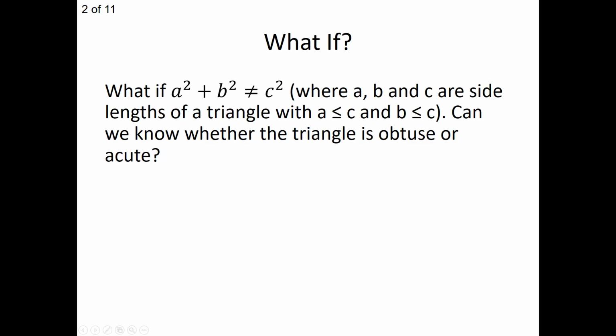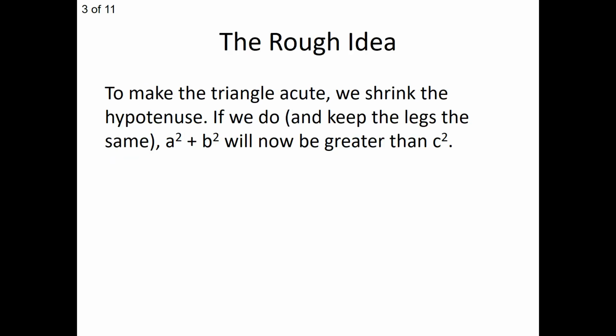So what if a squared plus b squared is not equal to c squared? Well, then we obviously know it's not going to be a right triangle based on the Pythagorean converse. But our next question is, can we know that the triangle is going to be obtuse or acute if a squared plus b squared is not equal to c squared? Well, the answer is yes, and here's the rough idea.